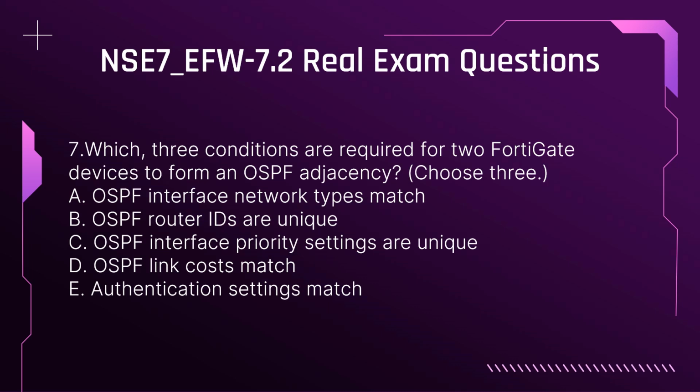7. Which 3 conditions are required for 2 FortiGate devices to form an OSPF adjacency? Choose 3. A. OSPF interface network types match. B. OSPF router IDs are unique. C. OSPF interface priority settings are unique. D. OSPF link costs match. E. Authentication settings match.